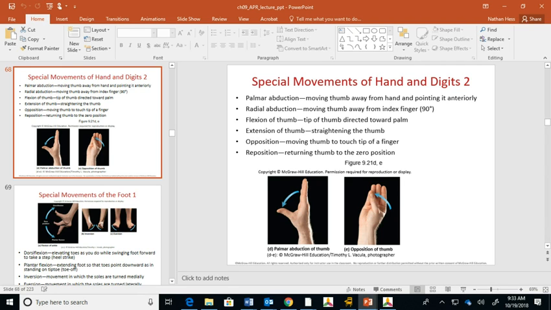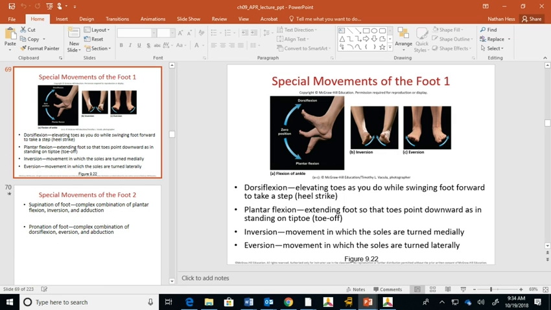Opposition means thumb going toward a finger. This motion is opposition. I'm opposing two things together. And reposition is moving it back to the middle. So opposition, reposition. Okay, last one that's on your list.